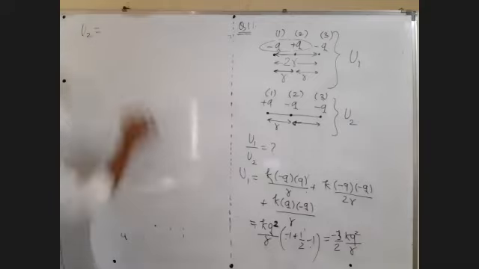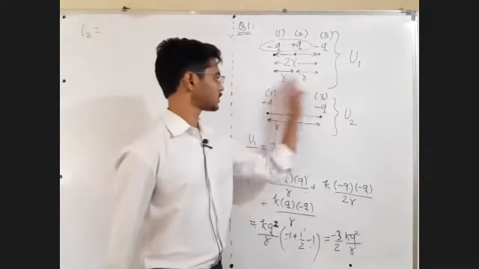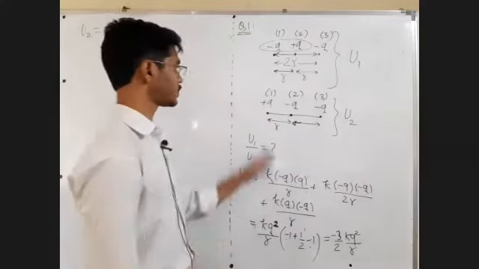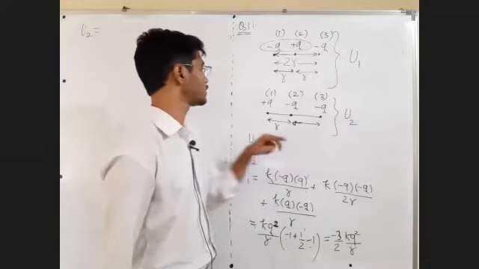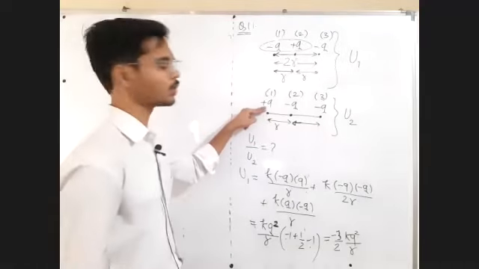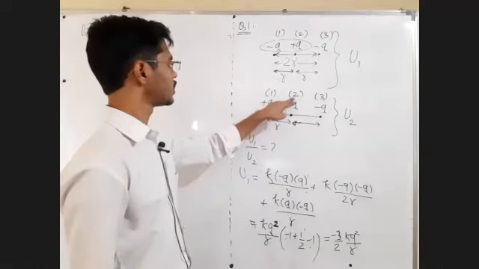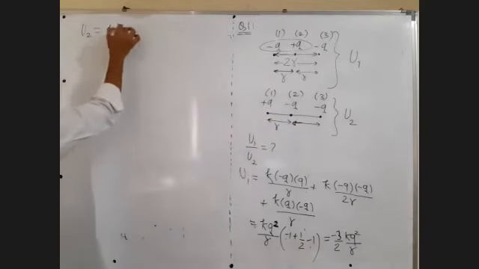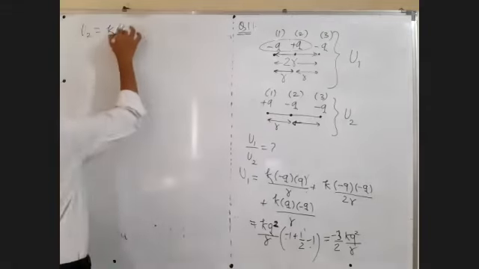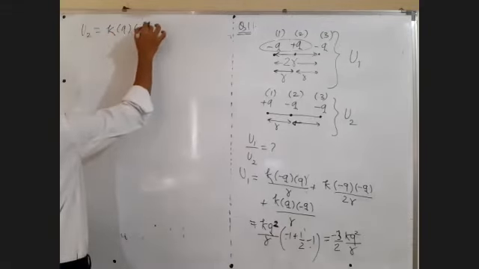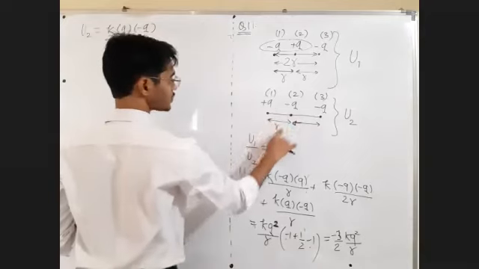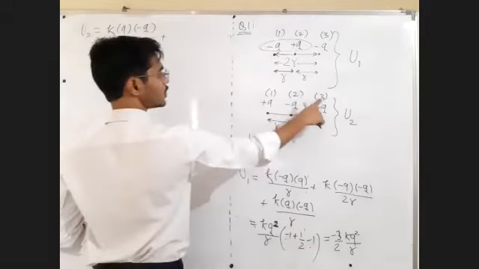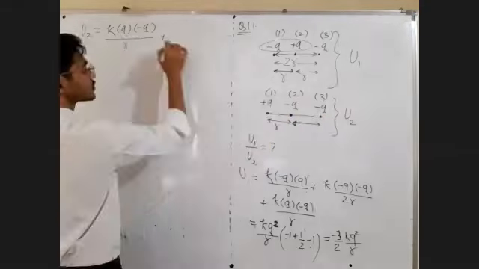U2, the total interaction energy of this system, is equal to the potential energy of this system. To bring the first charge, no need of work. To bring the second charge, K Q1 Q2 upon R12. Q1 is Q, Q2 is minus Q upon R12. R12 is small r. Plus, 2 has been brought in the field of first. Bring the third charge in the field of first.